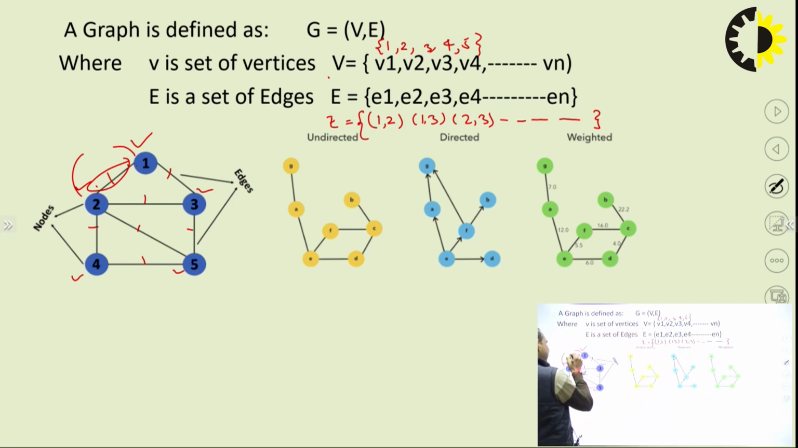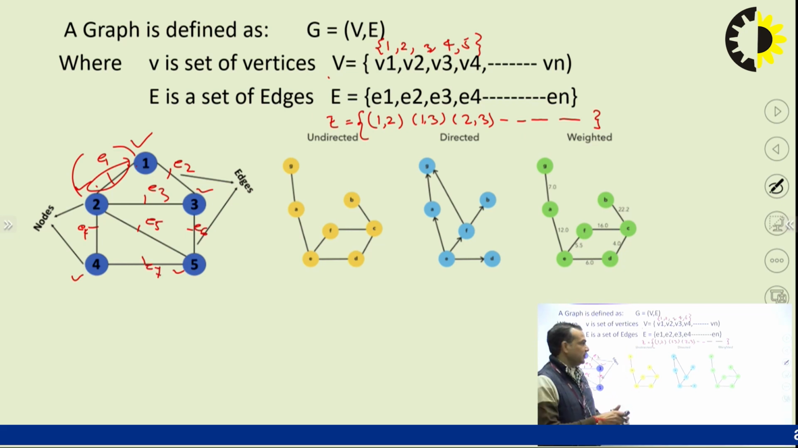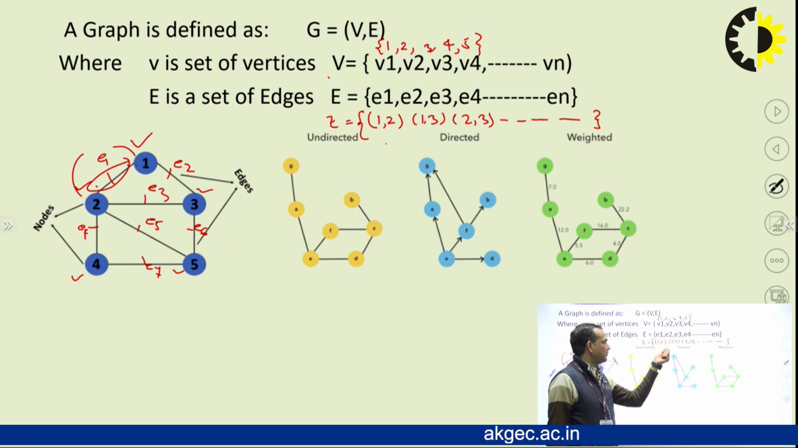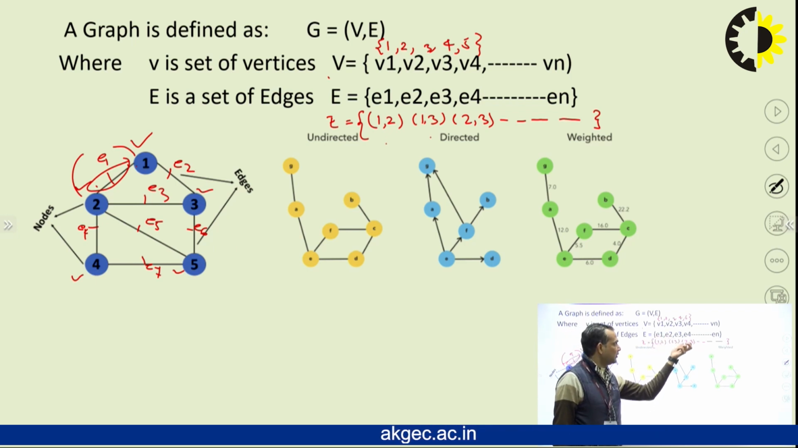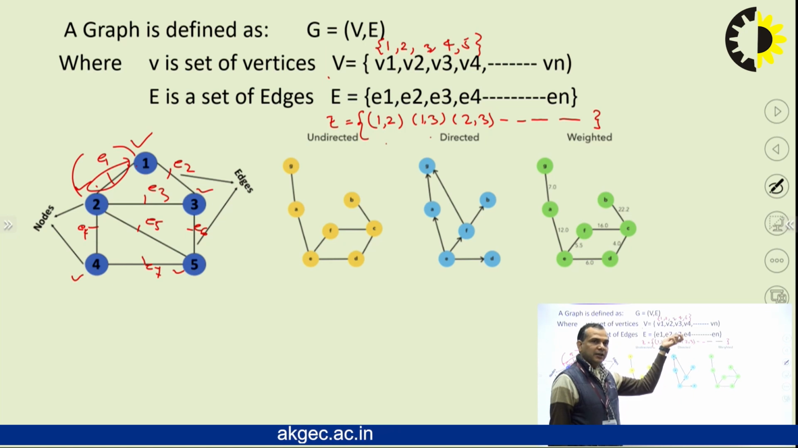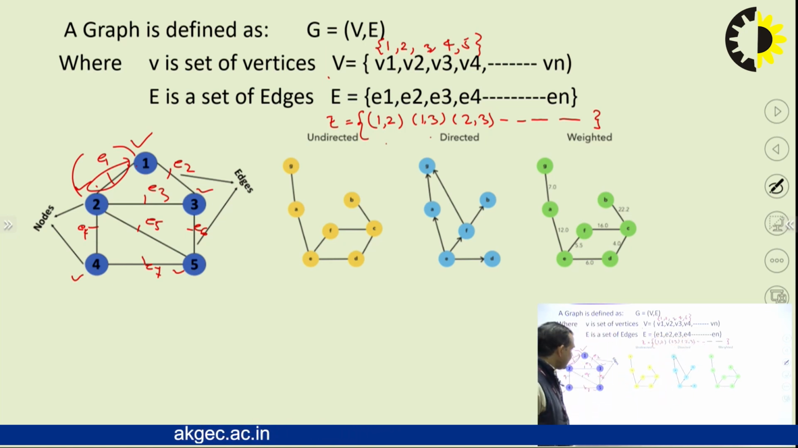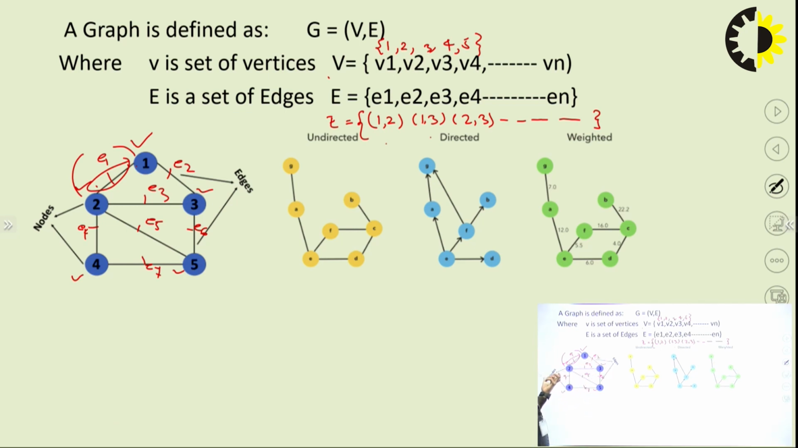Clear? If I indicate here, this is edge E1, this is E2, this is E3, this is E4, this is E5, this is E6, this is E7. So we can define E as E1, E2, E3 and so on up to En, where (1, 2) indicates E1, (1, 3) indicates E2, and (2, 3) indicates E3, and so on. Clear? These are the edges and these are known as the nodes.